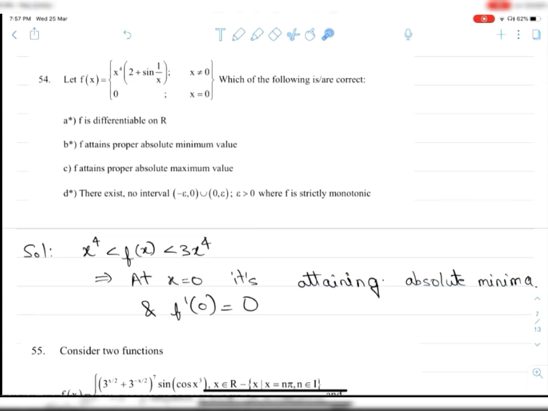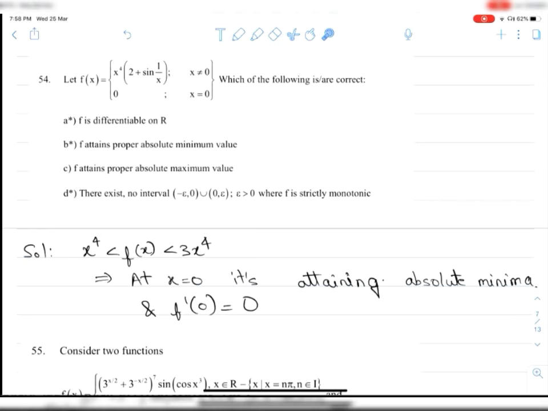There exists no interval minus epsilon to 0, union 0 to epsilon, where epsilon is greater than 0, where F is strictly monotonic. See, all the options are basically concentrating on only one thing: will it attain absolute minima or maximum? Because if this is attained, our x equal to 0 part can come in. One thing we can observe here: at 0, f of 0 is equal to 0.